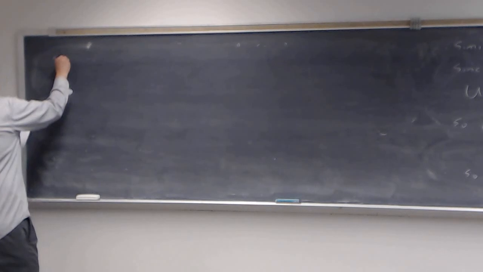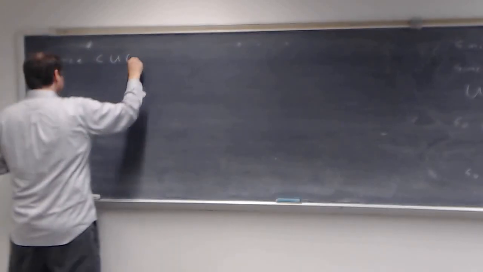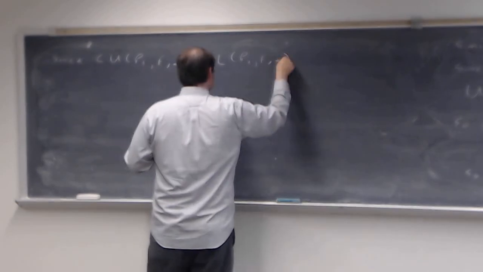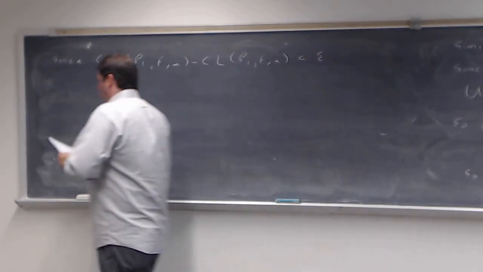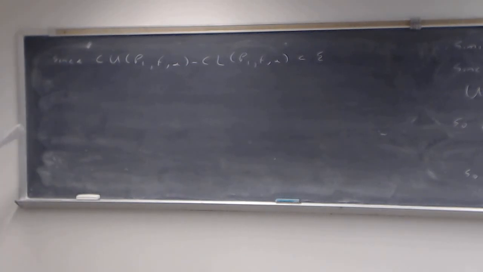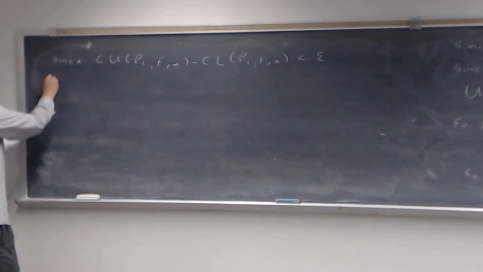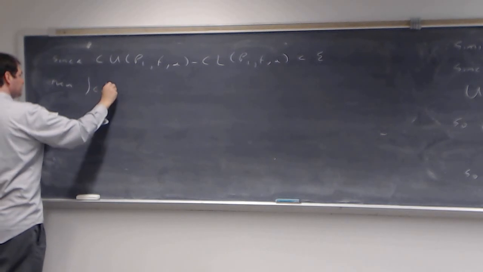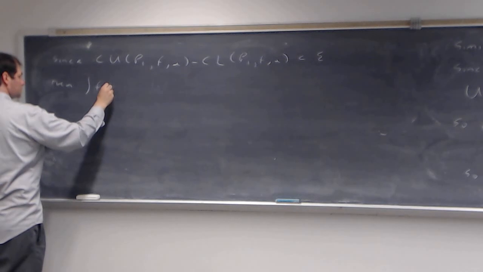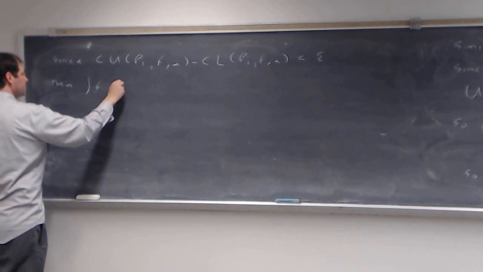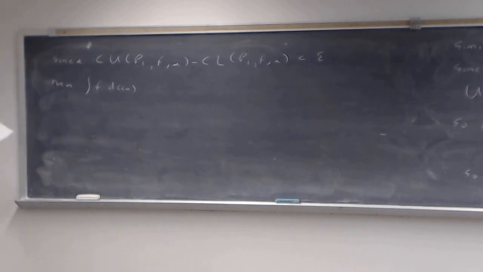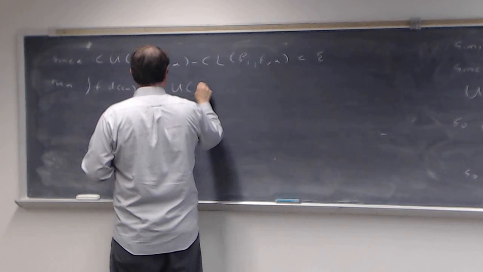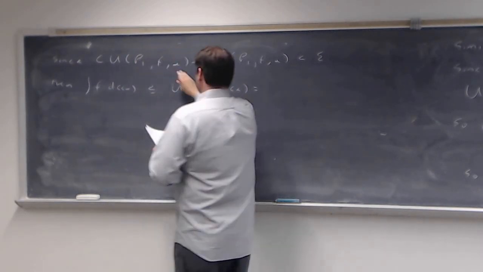Okay, so since C times the upper sum, P sub 1, F alpha, minus C times the lower sum, P sub 1, F alpha, is less than epsilon, then this integral of F d C alpha will be less than or equal to this upper sum, P sub 1, F, C alpha, which we know is equal to exactly this quantity.